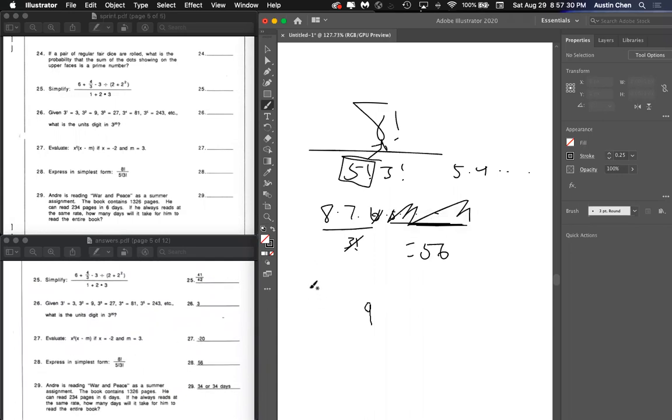27 is evaluate x squared times x minus m if x equals -2 and m equals 3. Okay, you just plug in x and m. So -2 squared is 4. And then you have -2 minus 3, that's -5, times 4 is going to equal -20.